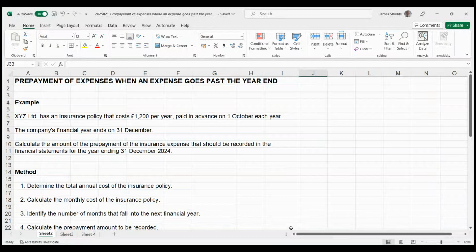Hello, and welcome to this video on prepayment of expenses when an expense goes past the year end. Going to work our way through an example now.